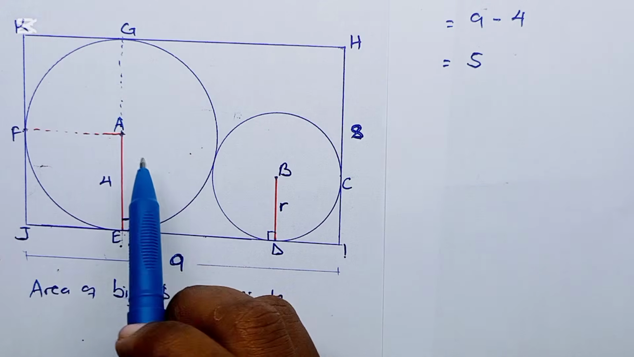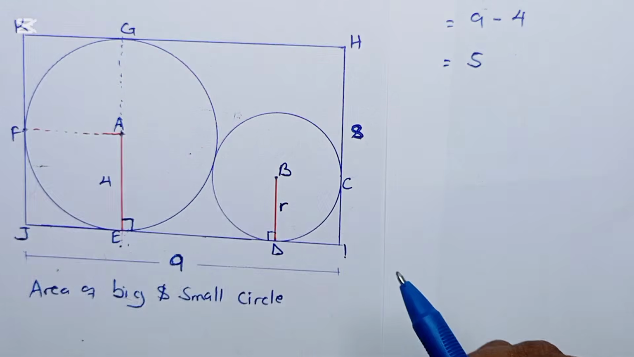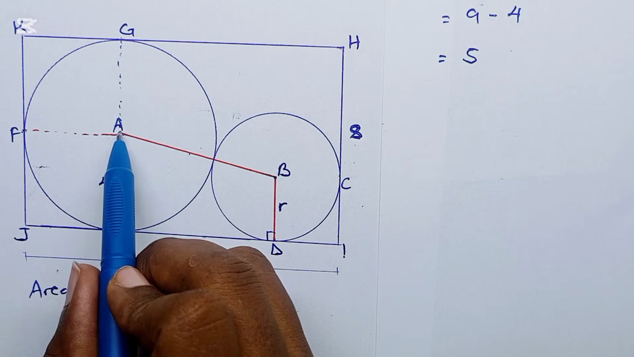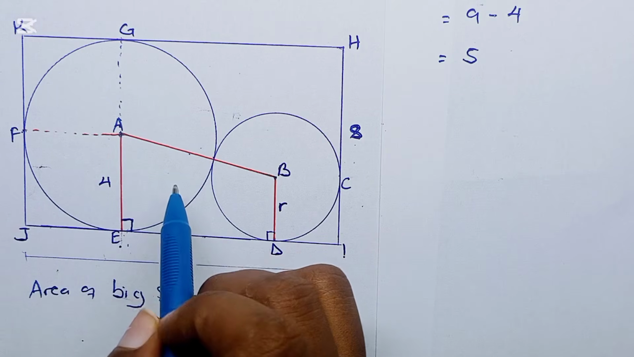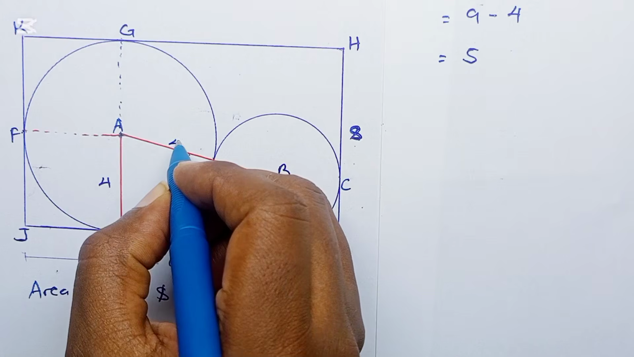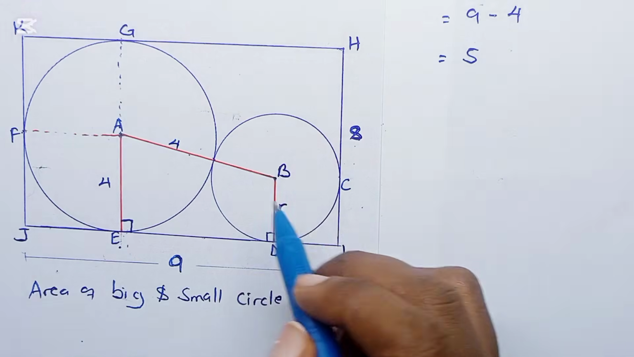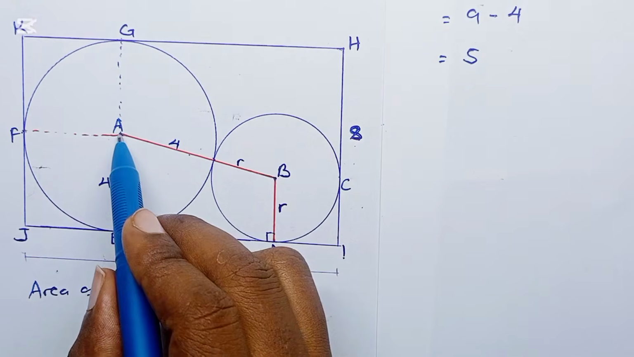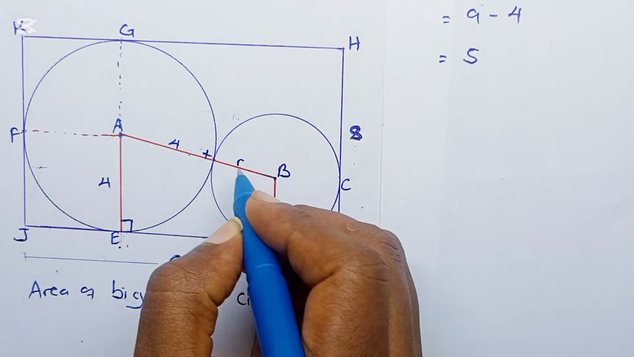Next, let us join the centers A, B. So let's connect point A to point B. So we've connected the 2 points. Now, as you realize, from this point A to this point is the radius of the big circle, which you already know is 4. Okay? And from this point to this center B is the radius of the small circle, which we've called r. Therefore, line AB is equal to 4 plus r.